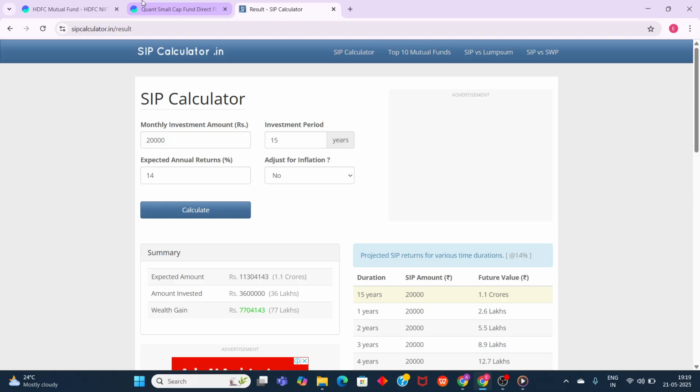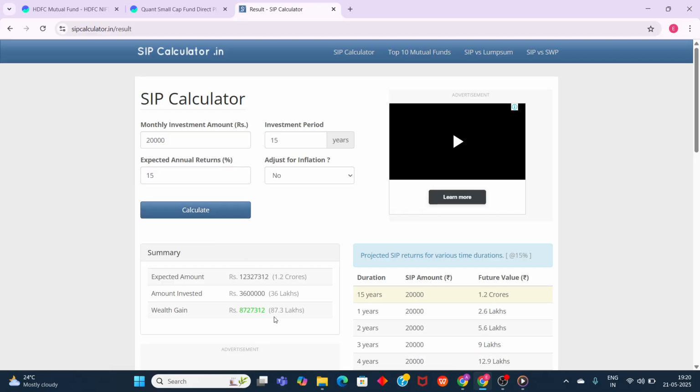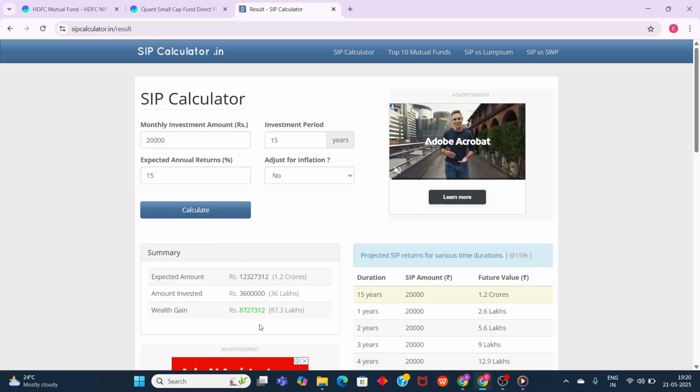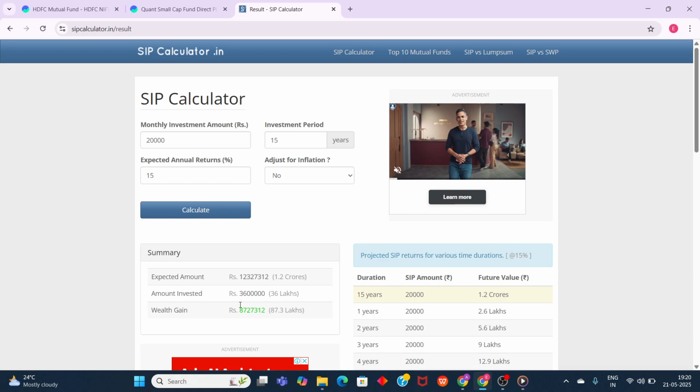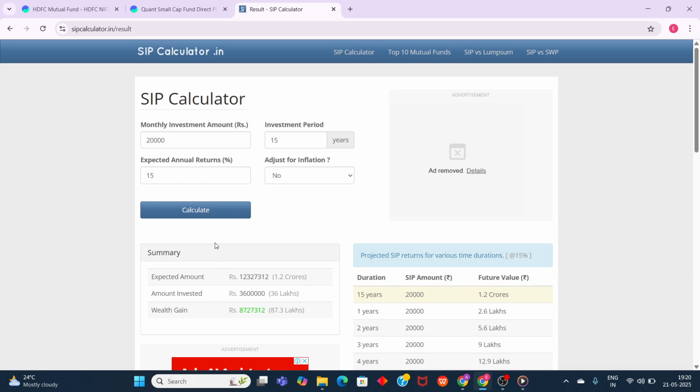All right, I'll show you in the SIP calculator how it will make a huge difference over the long term. Let's assume that you have done a SIP of 20,000 over a period of 15 years. Let's assume that the rate of return is 15%. So when you calculate, you can see that the total gain is 87 lakh 27,300, from the invested amount of 36 lakh.